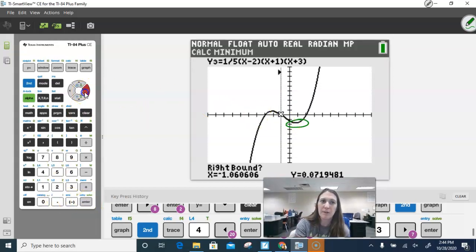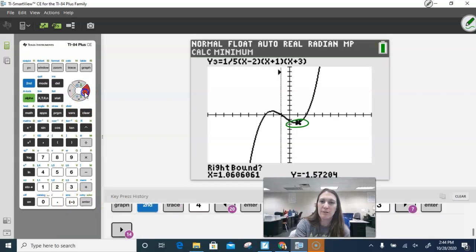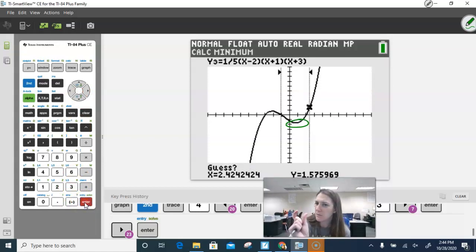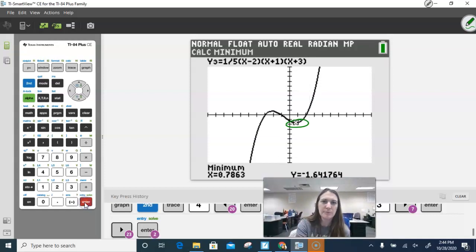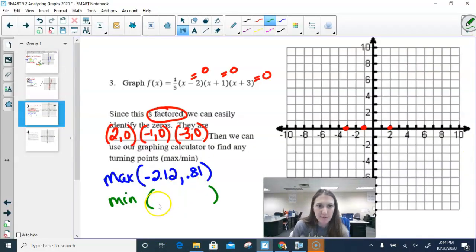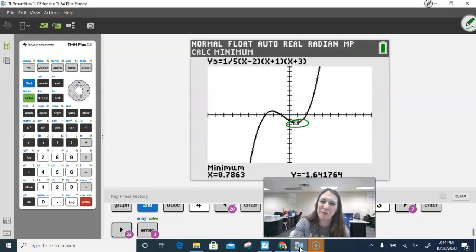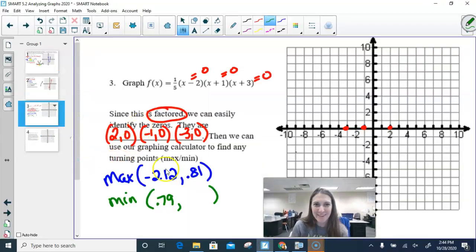Enter. Now scooch so you're just to the right of the minimum. Good enough. Enter. Ooh, I went a little further than I wanted. That's okay. Enter. As long as your minimum is in between those two lines and there's no other minimums in the middle there, you're good. I can't remember that. 0.79, negative 1.64. 0.79. I already forgot. Negative 1.64. Oh, it stinks getting old.